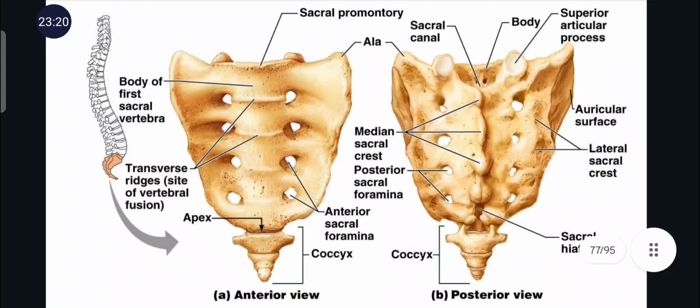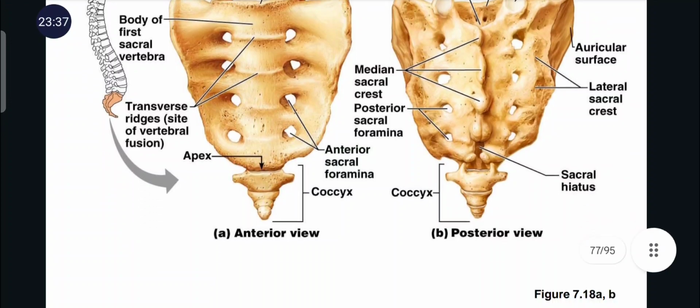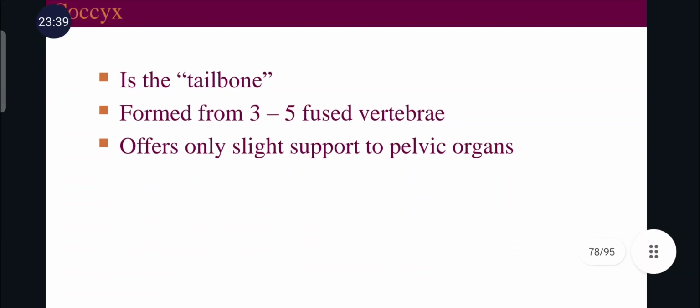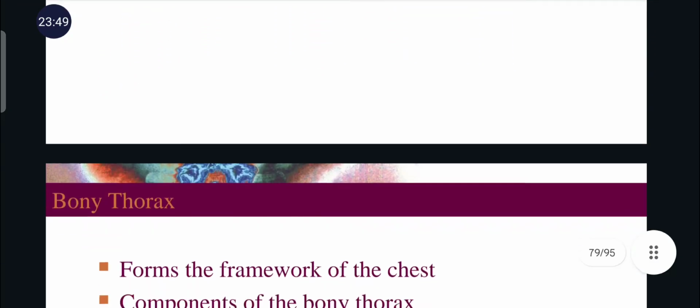So this is the structure of the sacrum, anterior as well as posterior view, wherein you can see the different features, that is the anterior sacral foramina, ridges, medial sacral crest, posterior foramina, etc. Coccyx is also known as the tailbone. It is formed from the fusion of 3 to 5 vertebrae. It offers only slight support to the pelvic organs.